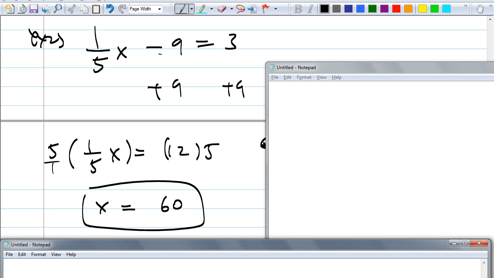Easy? Yeah. Are we supposed to do the second step? Second step?